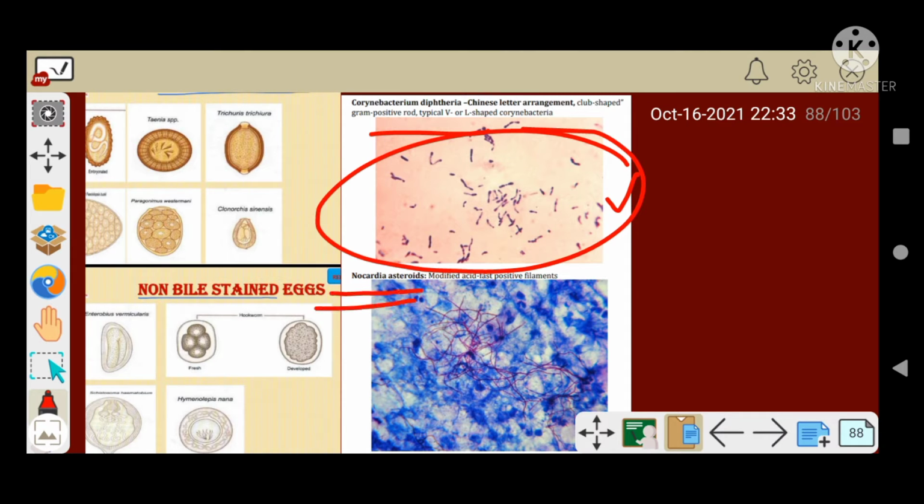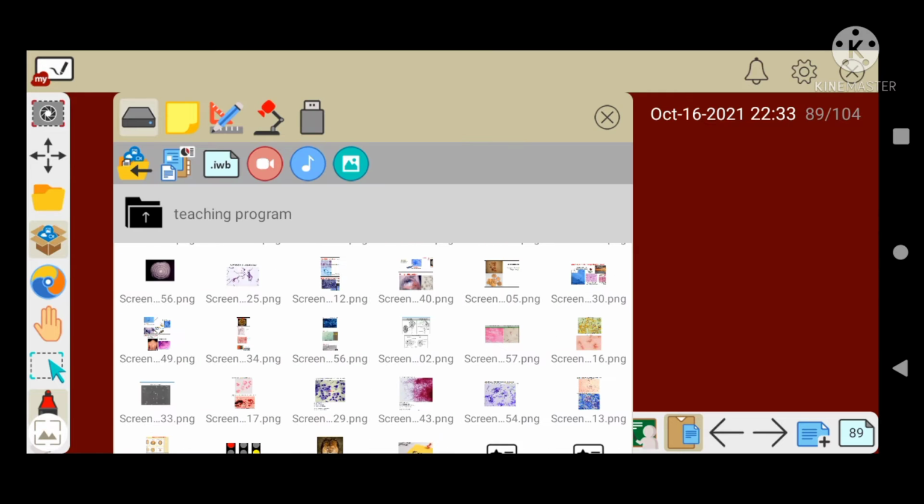This is your Nocardia or asteroides, gram positive filamentous rods. Acid fast staining is there. This looks something like this. Don't forget these images, very important, has been asked. So Nocardia: gram positive filamentous branching rods, acid fast.